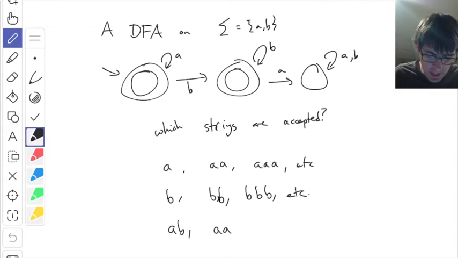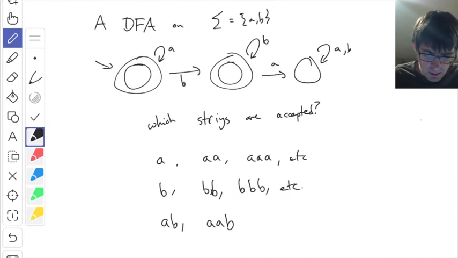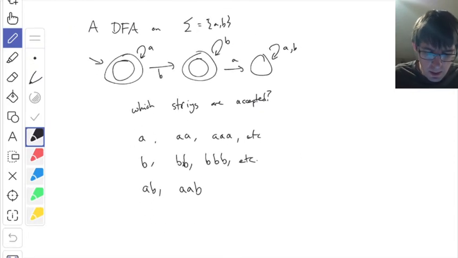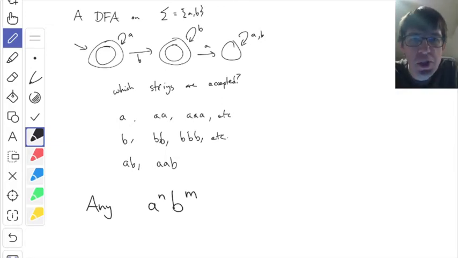Would you agree if I said AAB? That means you go A, and then A again, and then B, right? Does anybody have a feeling in general for what will be accepted by this? So it'll be A to the power of N, B to the power of M. It has to be any A's and then any B's. Yeah, anything that looks like that: a bunch of A's followed by a bunch of B's, but that's it. I think I agree.